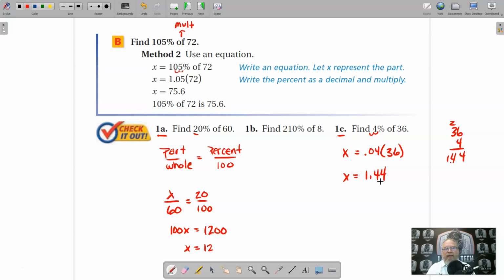If I would have gotten 14, I would have known I was way off. If I would have got 0.144, I would have known I was way off as well. So just make sure that your answers make sense on that.